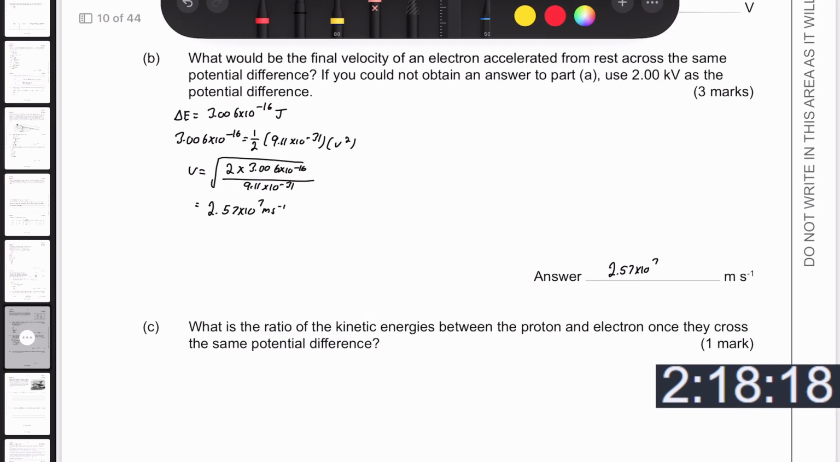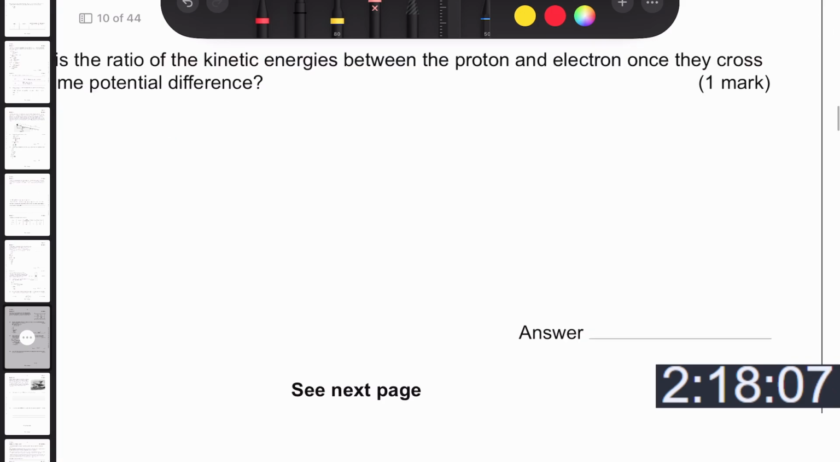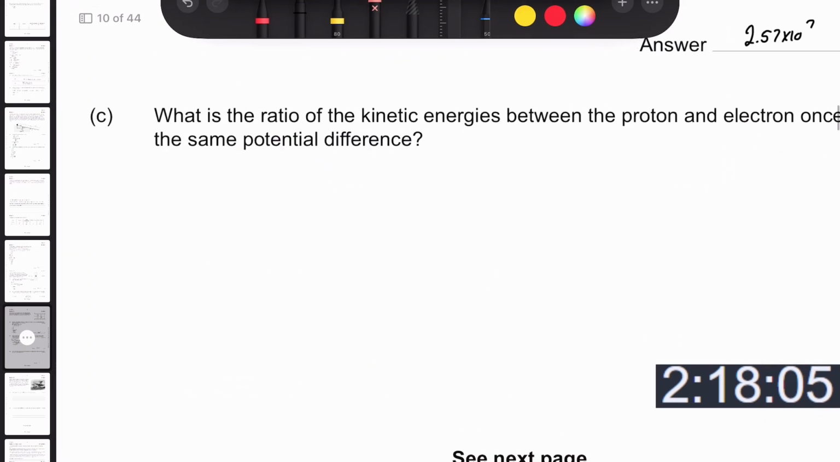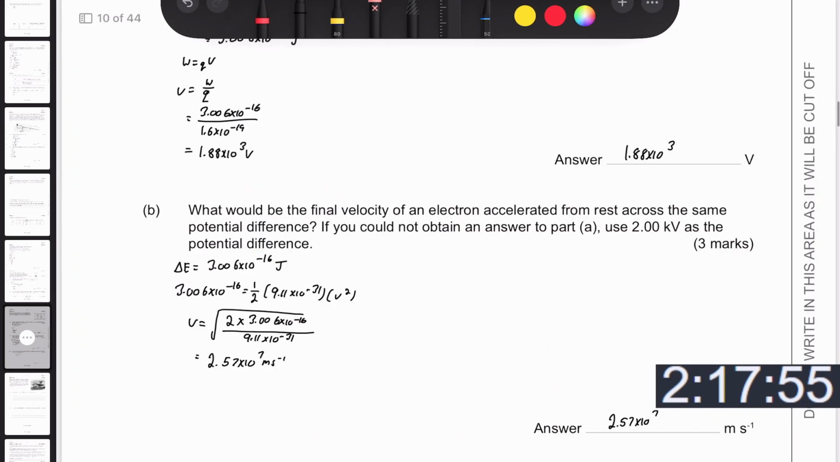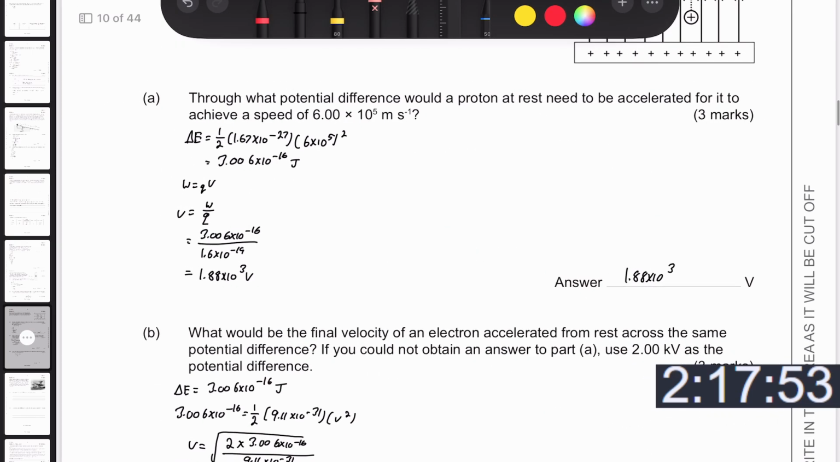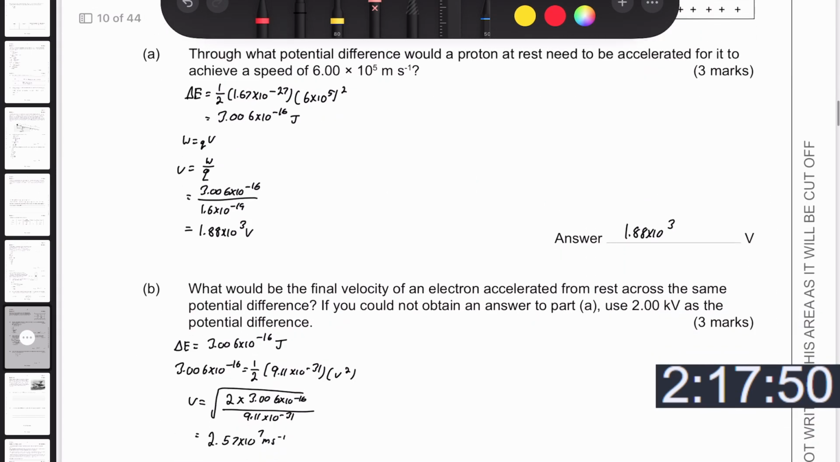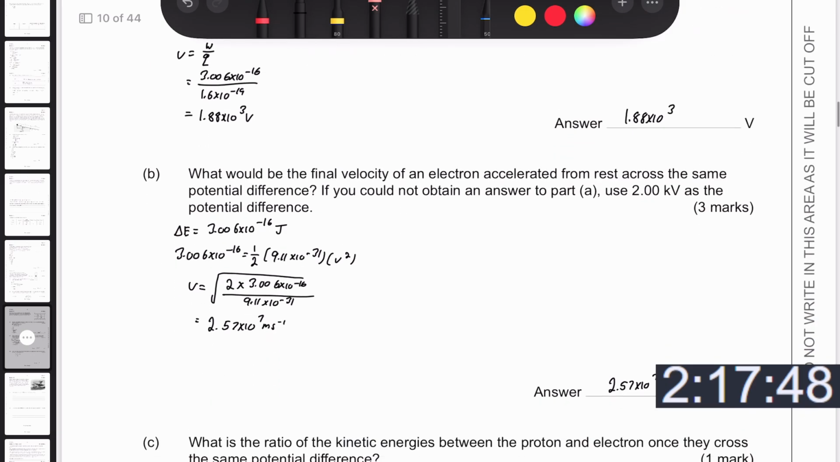And what is the ratio of the kinetic energies once they cross with the same potential difference? Kinetic energies, they'll be the same. Just be 1. EK is the same. Therefore, 1 to 1. Because the potential difference, they both have the same charge and they both have the same voltage going through them.